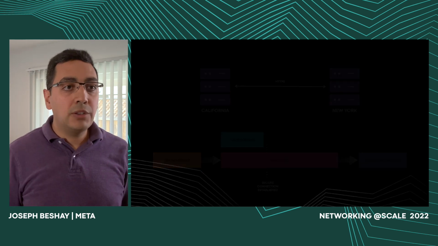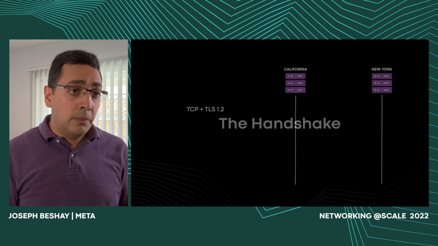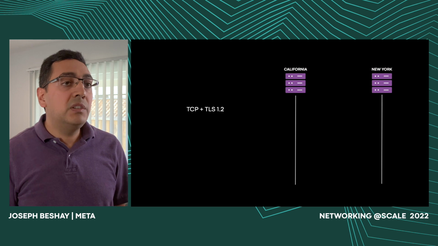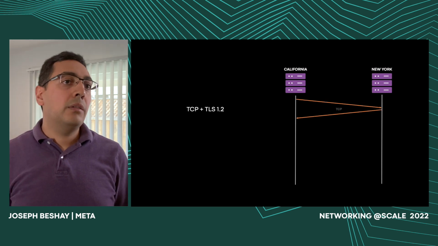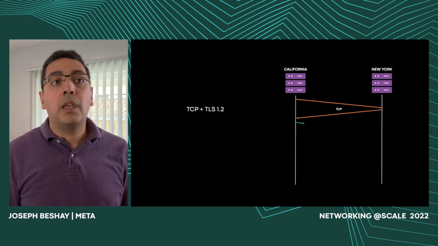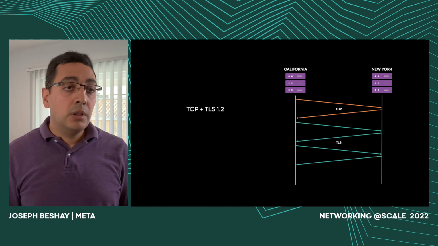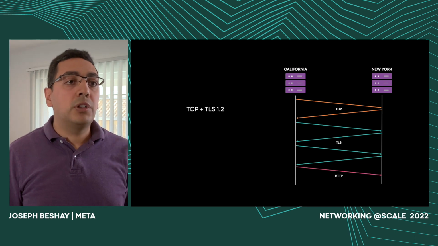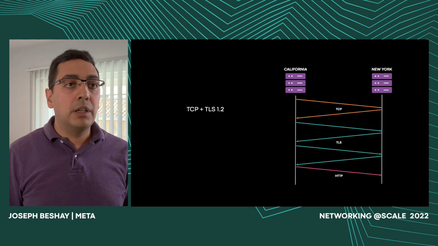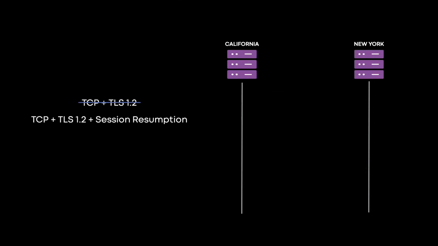So if we begin by looking at what happens inside the handshake, it looks something like this. We have two servers, and in case of TCP and TLS 1.2, we have one round-trip time for the TCP connection to be established. After that, two round-trip times to establish the TLS connection. And at this point, we start transferring the HTTP data, which is the transfer between the client and the server. We can do better than 3 round-trip times, though.